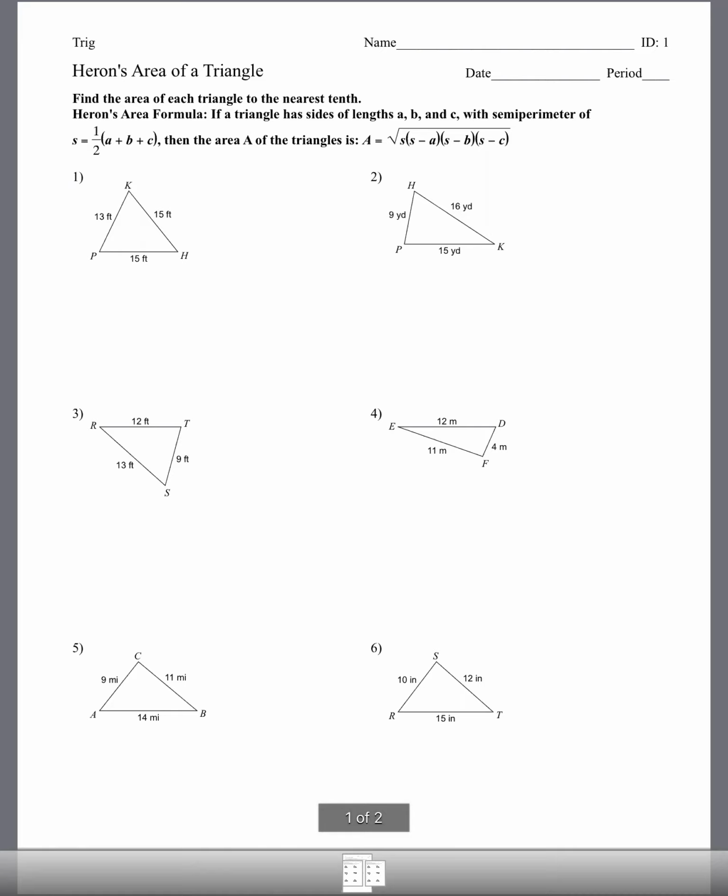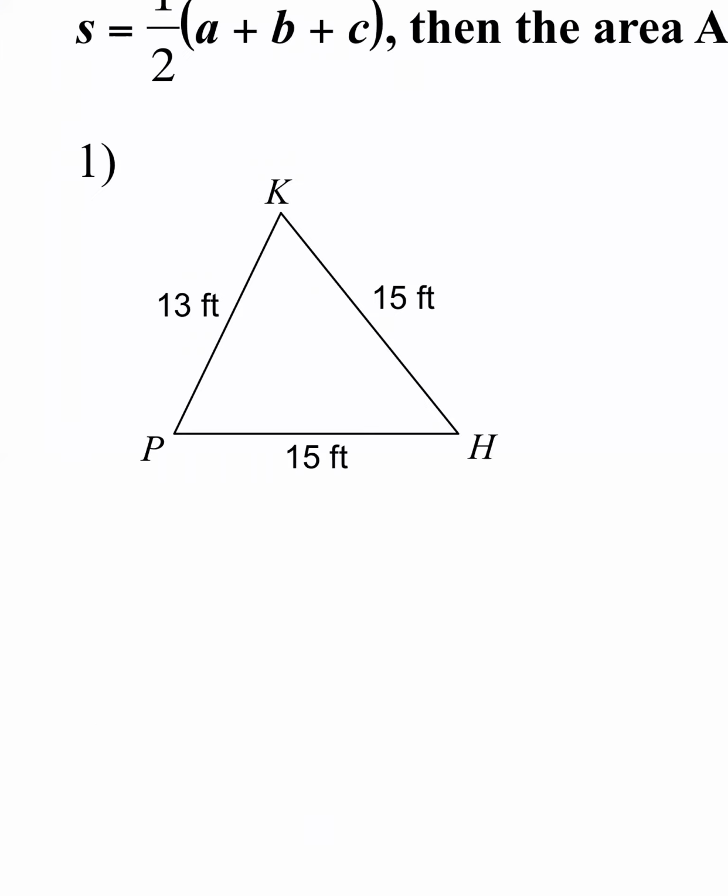Okay, let's just zoom in on number one. If I asked you to find the area of this triangle, how would you do it? 1/2 base times height? Okay, you got the base is 15. What's the height? You don't know. That would take a lot of work. How about you learned 1/2 BC times the sine of A? Uh-oh, you don't know any of the angles. So we can't use that one either.